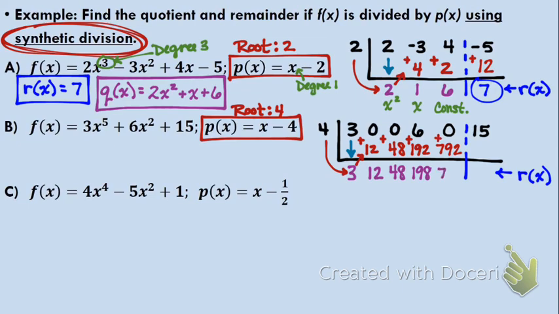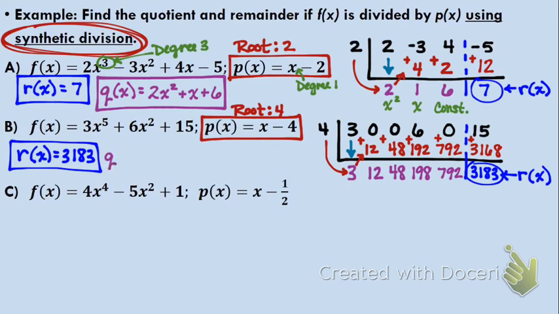Add those. 792. One more multiplication. 4 times 792. 3,168. We add those together. What is my remainder, r of x? 3,183. So r of x is 3,183.